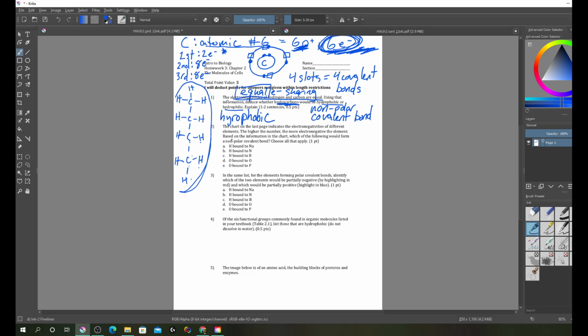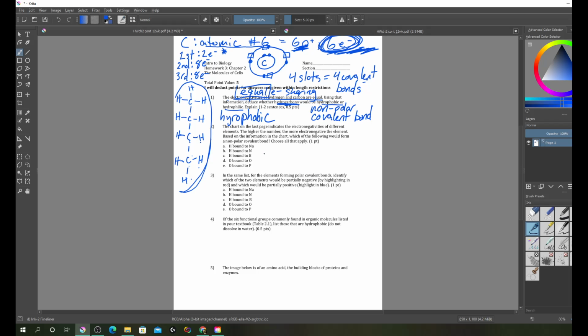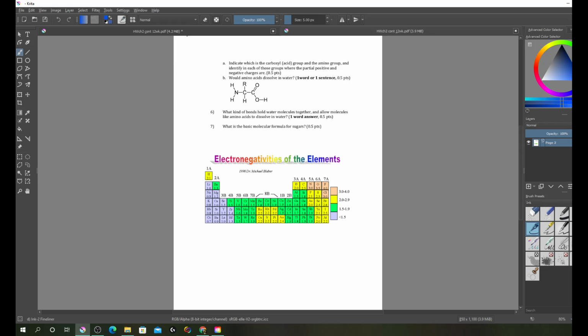Okay, question 2. The chart on the next page indicates the electronegativities of different elements. The higher the number, the more electronegative the element. Based on the information in the chart, which of the following would form a nonpolar covalent bond? Choose all that apply. Okay, so in this question, we want to circle the entire pairing. Okay, so hydrogen bound to sodium. This doesn't happen very often, but let's just take a look. So we're circling what would form a nonpolar covalent bond. So equal sharing. What would have an equal sharing?